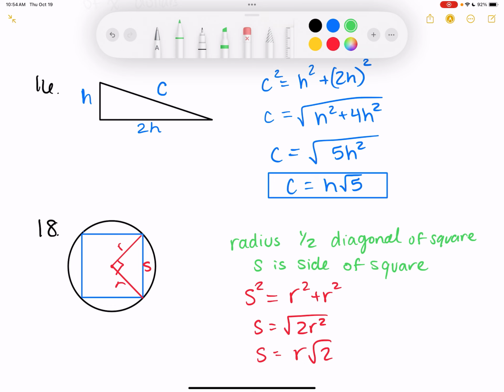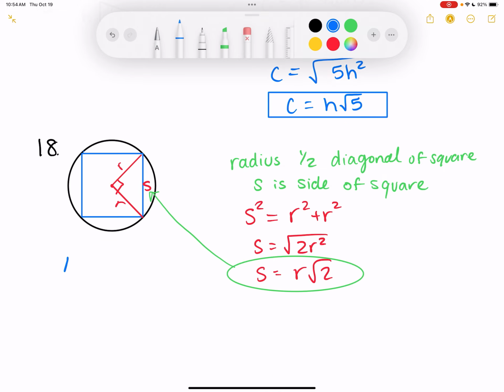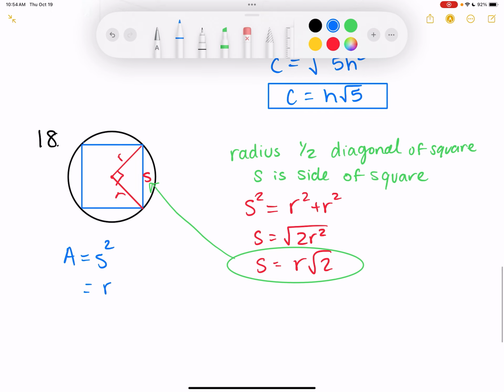So now I know this, but I need the area of the square as a function of radius. So what's the area of a square in general? Side squared. So in general, A is equal to S squared. So now I'm going to replace S with R square root of 2. So this is equal to R square root of 2, and that whole thing squared. So this becomes 2R squared is my area.